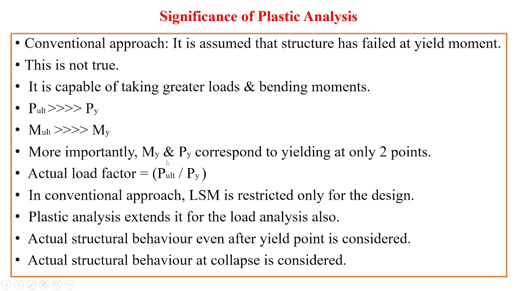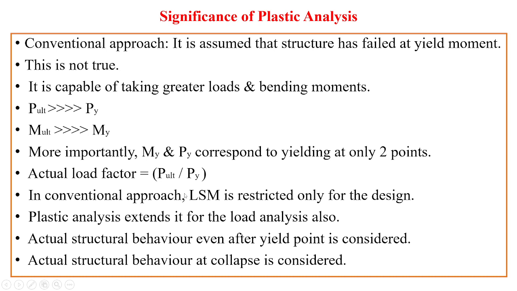More significantly, My and Py, that is yield moment and yield load, correspond only to the yielding at only 2 points. That means when we take My and Py, they correspond to yielding at 2 points, where maximum stresses are reached. All other points remain understressed, and that again becomes uneconomical. Whereas we have to actually take the load factor as P ultimate by Py. That will be more realistic.